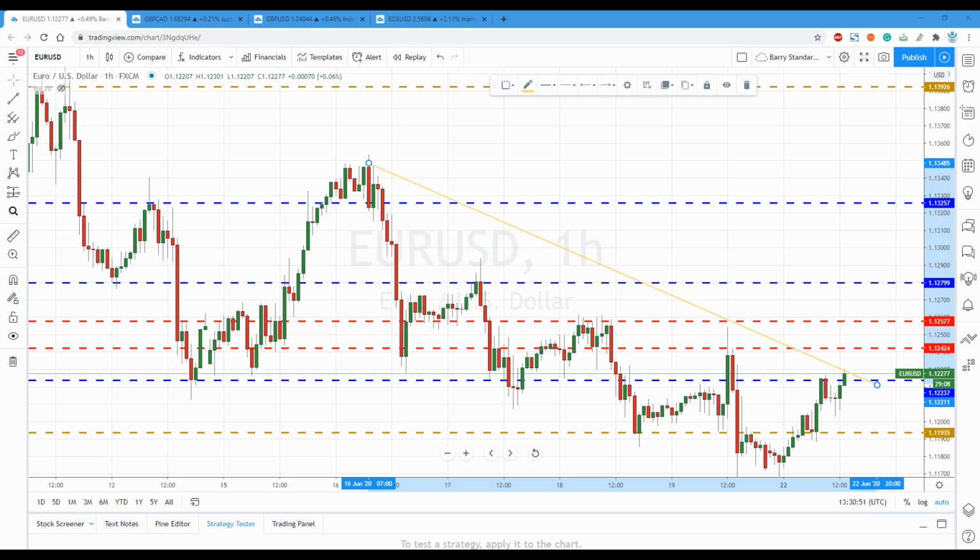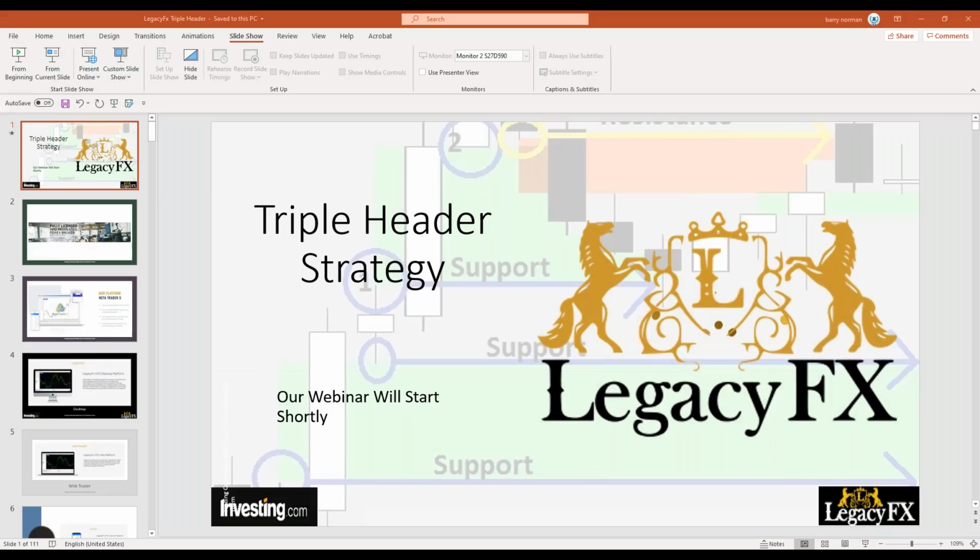But these should be drawn on every chart you're looking at. And every one of your trading strategies should start with, okay, do I have a major support or major resistance area? How is price reacting to support and resistance?